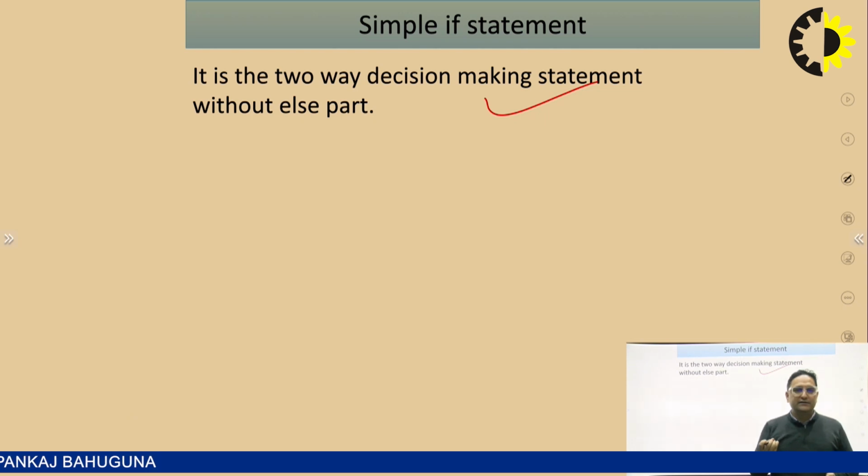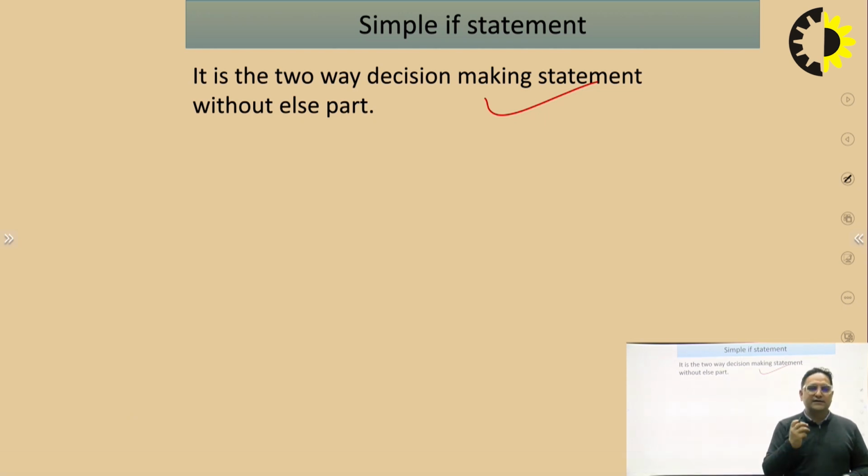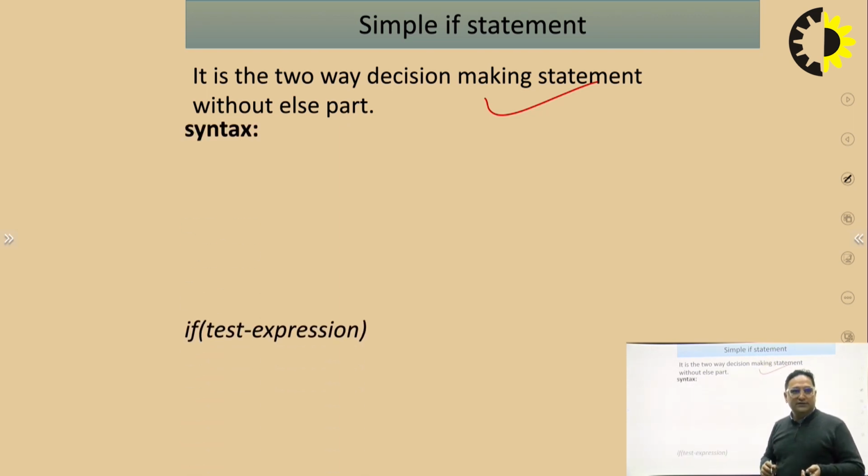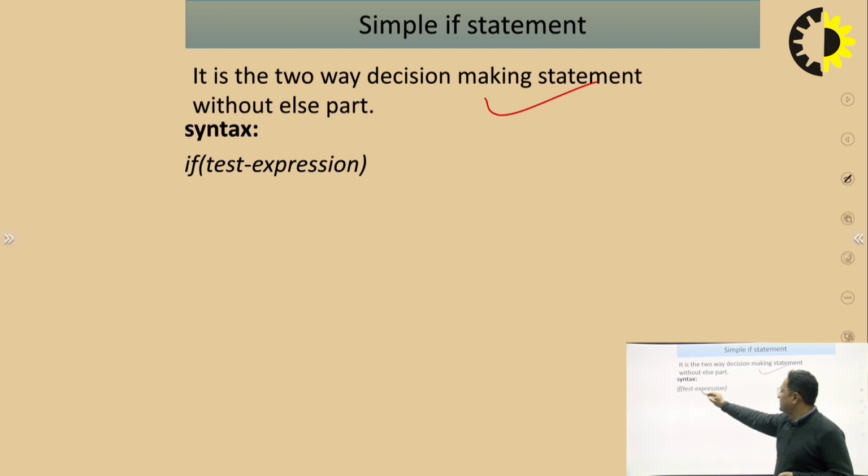You just need some piece of code to be executed only if this condition is true. Else, whatever the program is doing, let's have that. But if you want a certain piece of code to be executed based on some condition, then you can apply the simple if statement, right? Now the syntax of this is, you need to have this keyword.